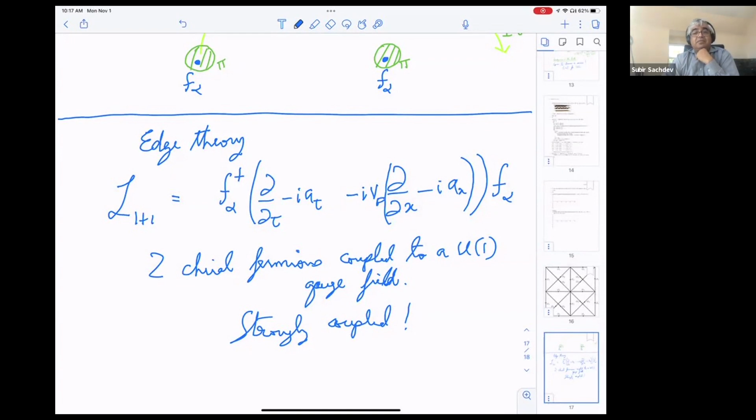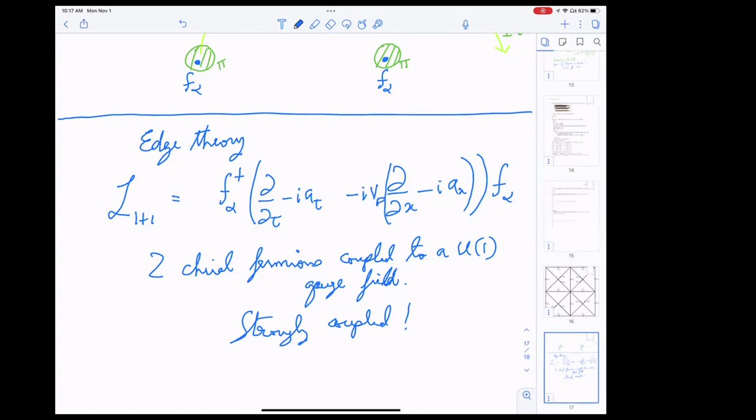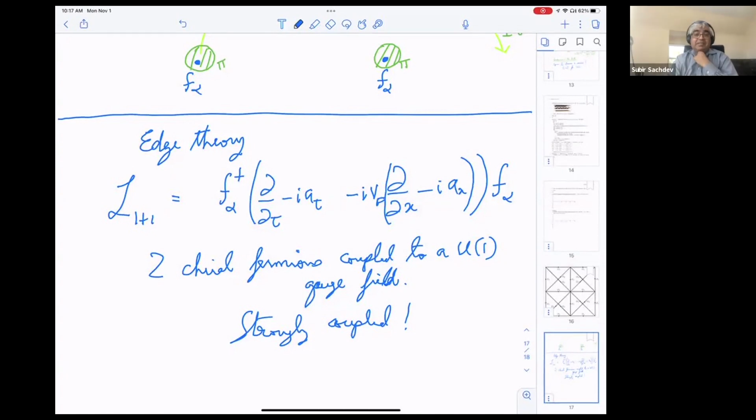They're both right moving though. That's the important thing. In an ordinary electron gas, you'd have a right moving fermion spin up and down, and a left moving fermion spin up and down. This is a chiral gas, which has only right moving fermions, both spin up and down. I see. Thank you. Okay. And they're strongly coupled to an emergent gauge field.